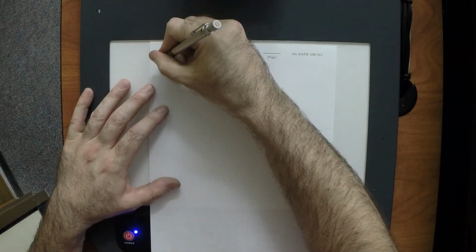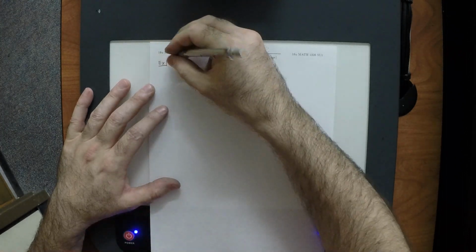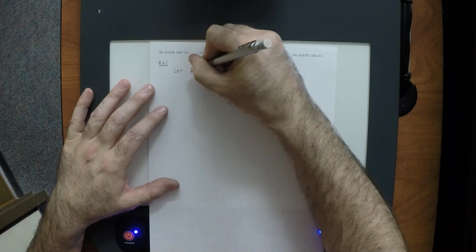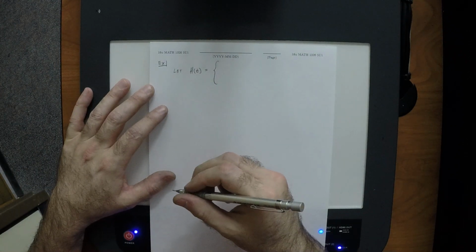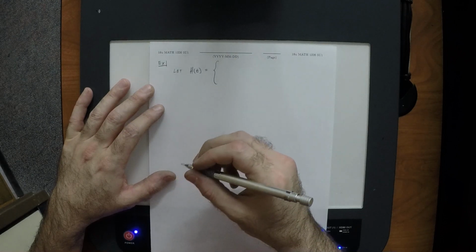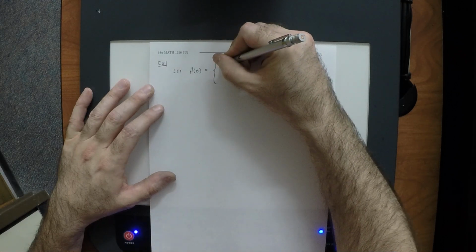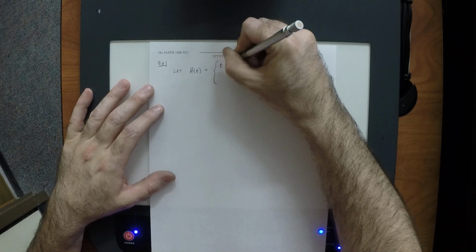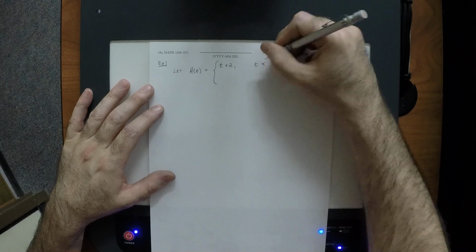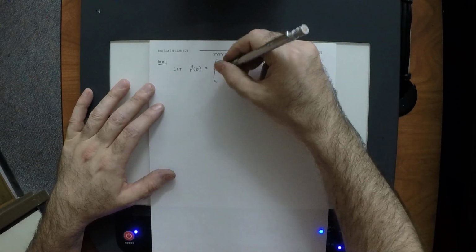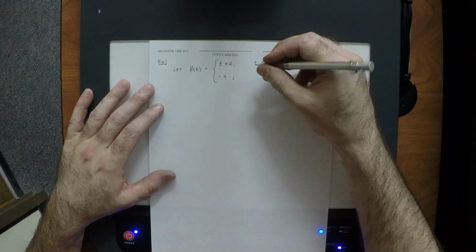Now I want to combine these two concepts. Suppose that we have a piecewise defined function, and furthermore, we want to use the fundamental theorem. So suppose that we have something like the following. Let h of t be given by, I don't know, okay, t plus 2 when t is less than, say, 1, and something like -4 otherwise.